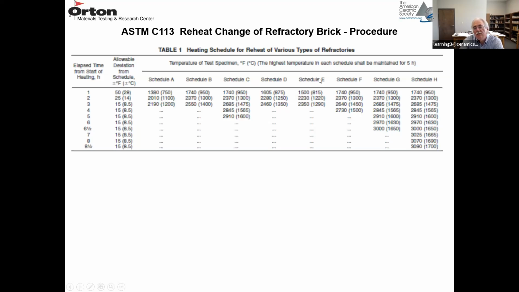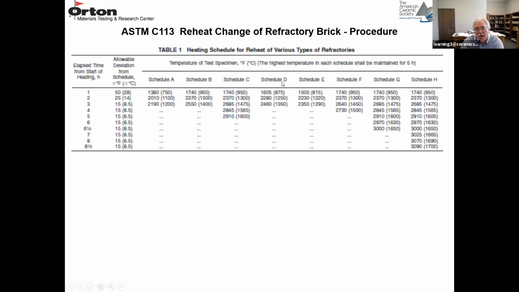So this is a table of different reheating schedules. They go A through H. Obviously, the higher temperature would be like a high alumina material. The lower temperature might be a medium or super duty fire clay. So you can see that these temperatures go up pretty fast in short times. You get to 2190 in about 3 hours, and then you hold it for 5 hours according to the standard.